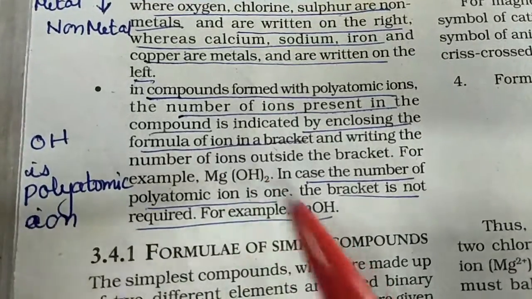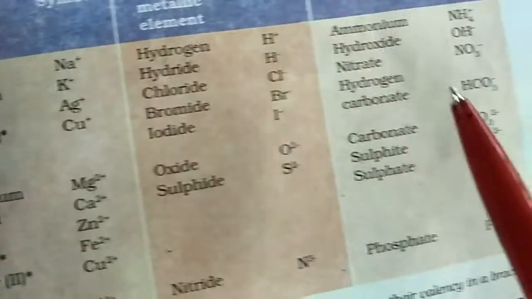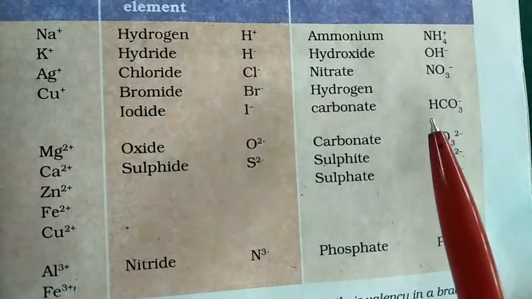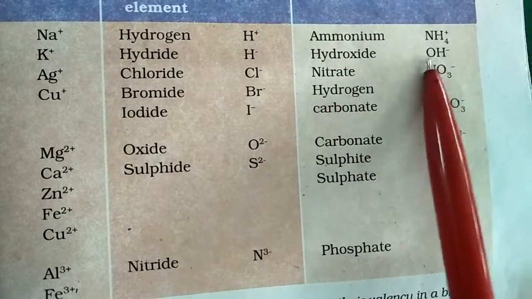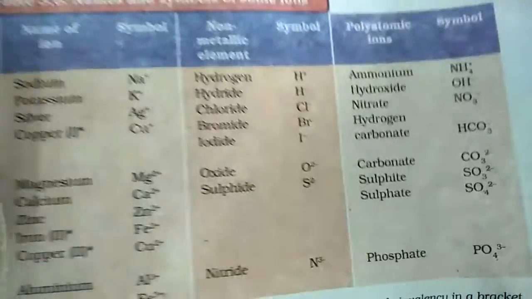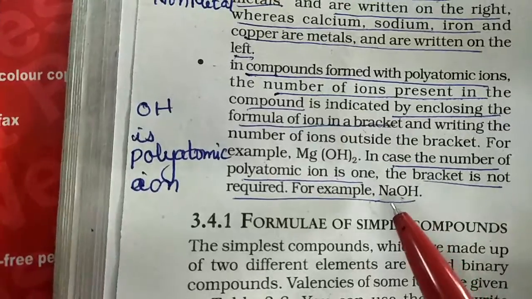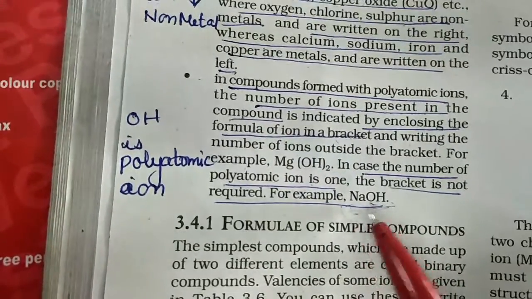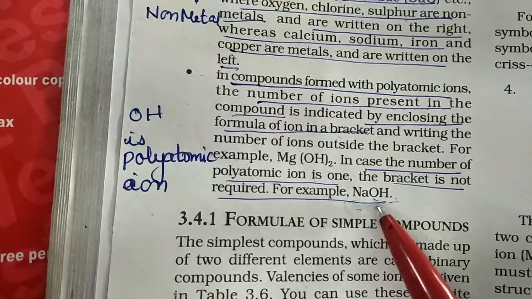For example, hydroxide. If you go back to the table, the hydroxide ion is OH. This OH has combining capacity -1. So when it is balanced with +1, like you have NaOH, Na is +1 and OH is -1. Here the bracket is not needed because the polyatomic ion has combining capacity 1.